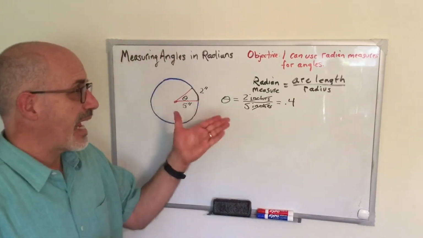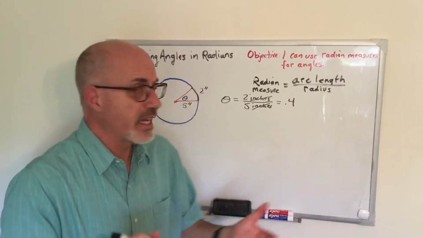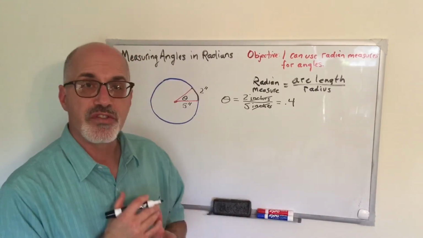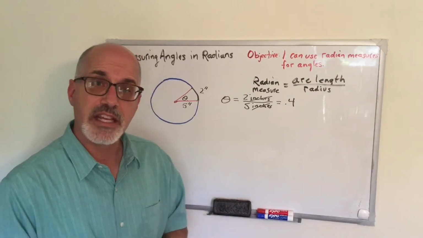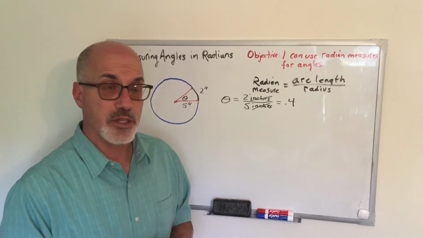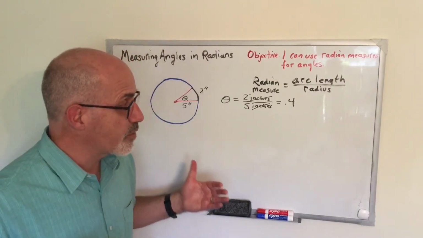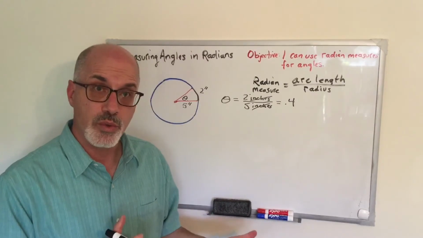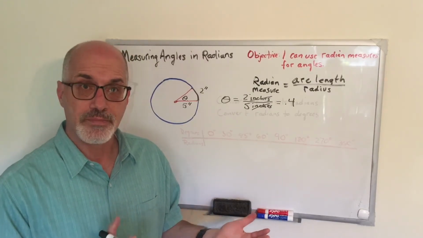Notice that this angle measure doesn't need a degree marking, doesn't need any unit marking. This angle measure is free of units. That's one of the advantages of radian measure and why it's so helpful in the use in trigonometry. So what we want to do now is do some conversions of different values into radian measure.